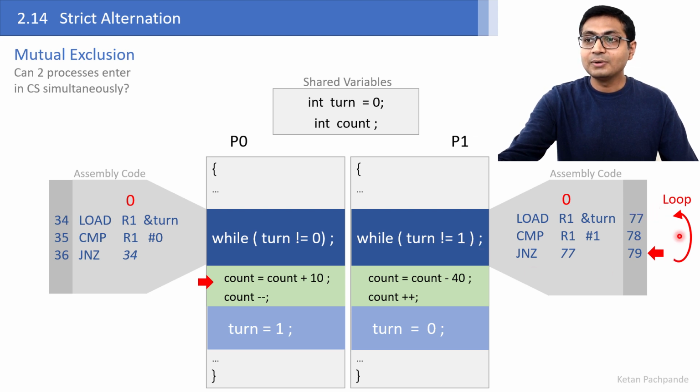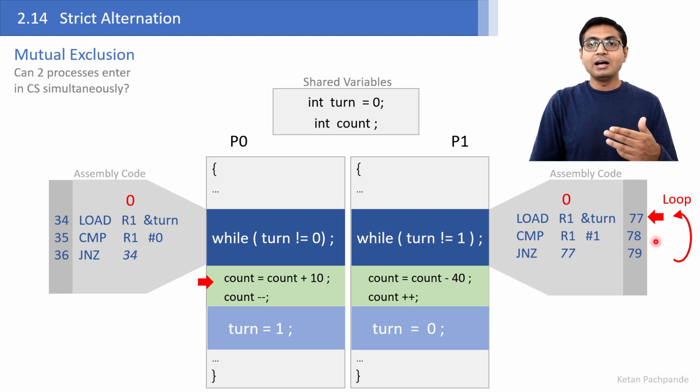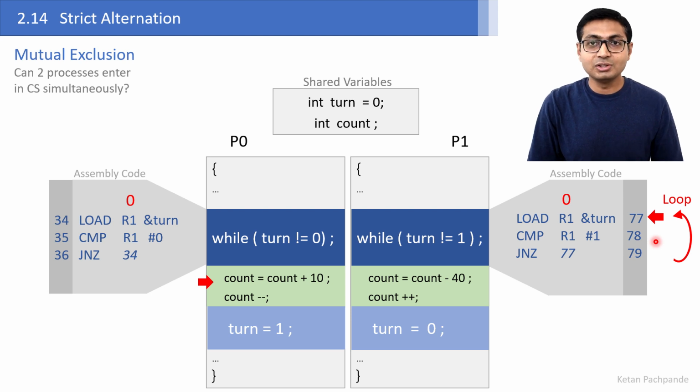Means it will again set the program counter to instruction number 77. And again it will read the value of turn. What is the current value? Again it is 0. So eventually the comparison is going to be true again, 0 not equal to 1, and again it is going to jump to the first instruction. So that's how it is in the loop now.